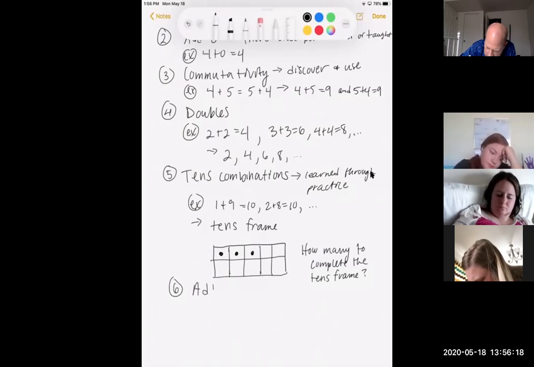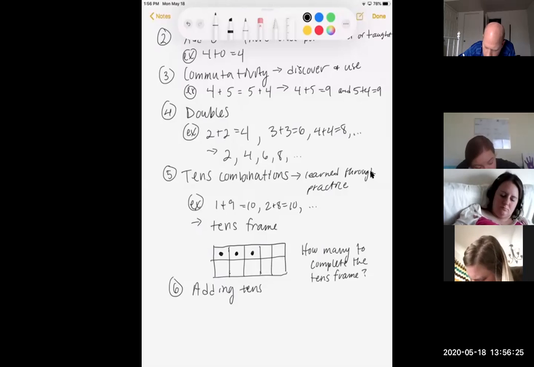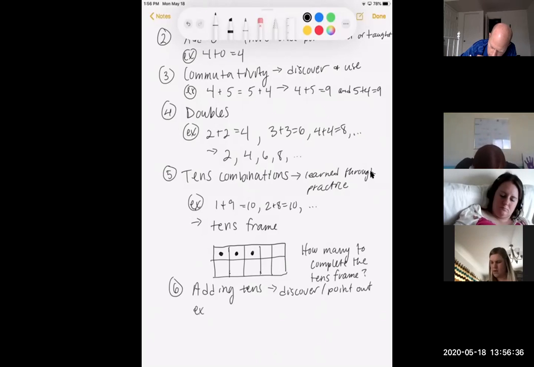Another strategy is adding tens. They can discover this, or you can point it out to them. So an example is 7 plus 10 equals 17. So you take the number, whatever you're going to add the 10 to, and you increase the 10's value. Or if it's a single digit, you can increase the value and put a 10 on there.